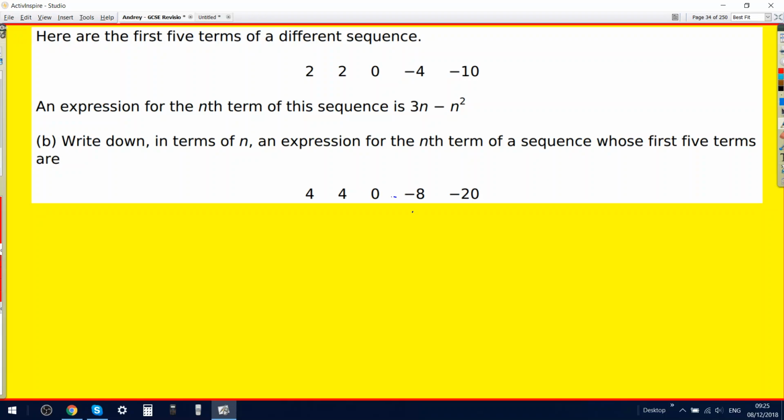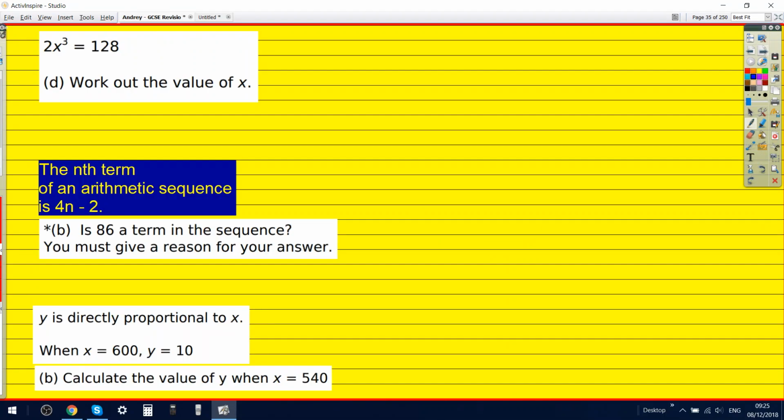So is that just going to be 6, 7 minus 2n squared? Well done. This is going to be 6n minus 2n squared. There we go.